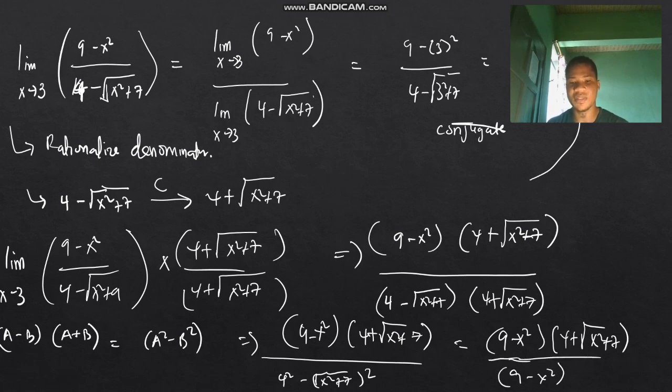So we have finally found our factor, and our factor is 9 minus x squared. We cancel that out, and we are left with only the rest. So our limit now will only be the limit as x approaches 3 of 4 plus the square root of x squared plus 7. This will be 4 plus the square root of 3 squared plus 7, which is 4 plus 4. So the value is 8. That's your final answer.